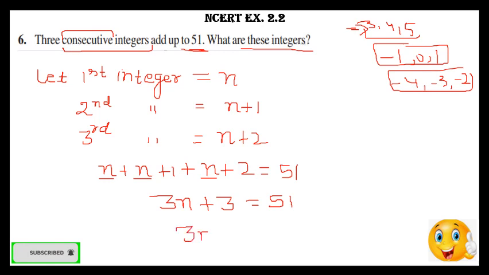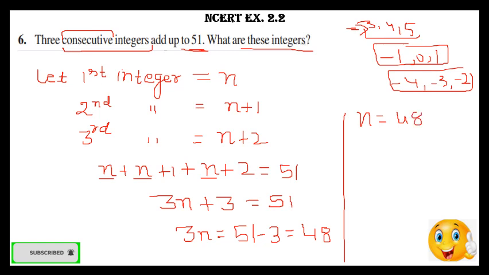3n is equal to 51 minus 3, and this is equal to 48. So the value of 3n we have got is 48. So n is equal to 48 divided by 3, and 3 divides 48 16 times. So we have got the value of n as 16 here.